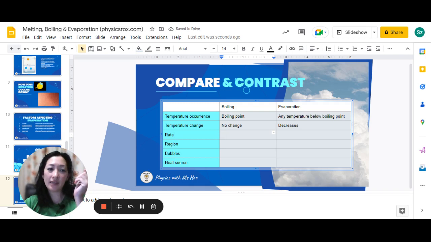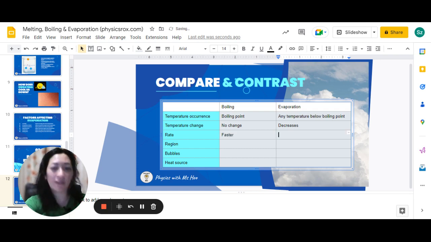The rate here refers to how quickly these processes occur. So which one's faster, boiling or evaporation? Obviously boiling is faster. You boil water, it takes some time, but it very quickly becomes gas. Whereas evaporation takes a long time. That's why when you want to dry your clothes, you have to hang them out and leave them in the sun for a few hours. So it's slower.